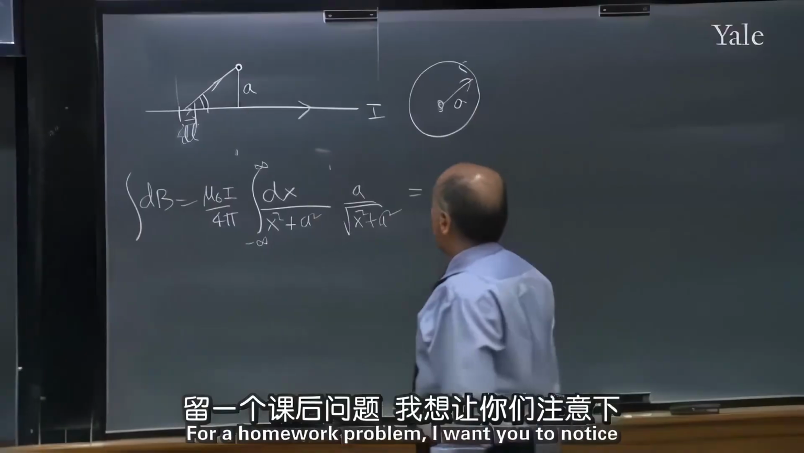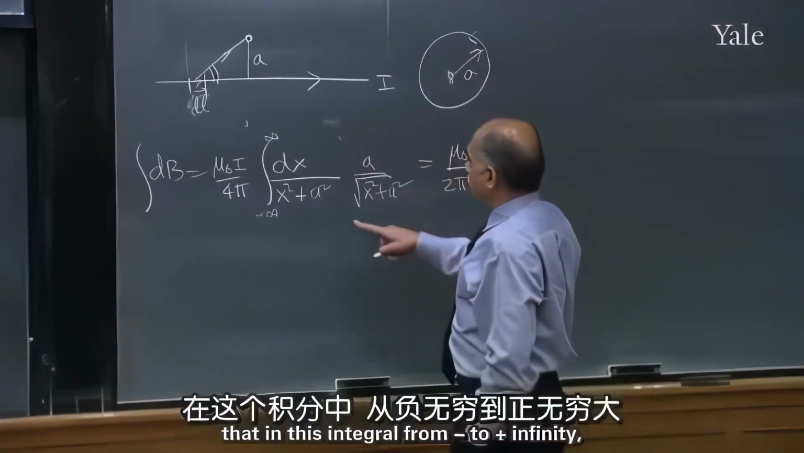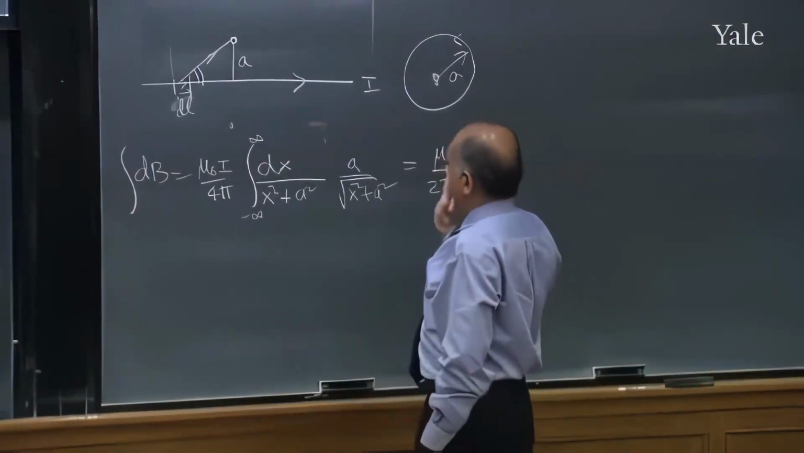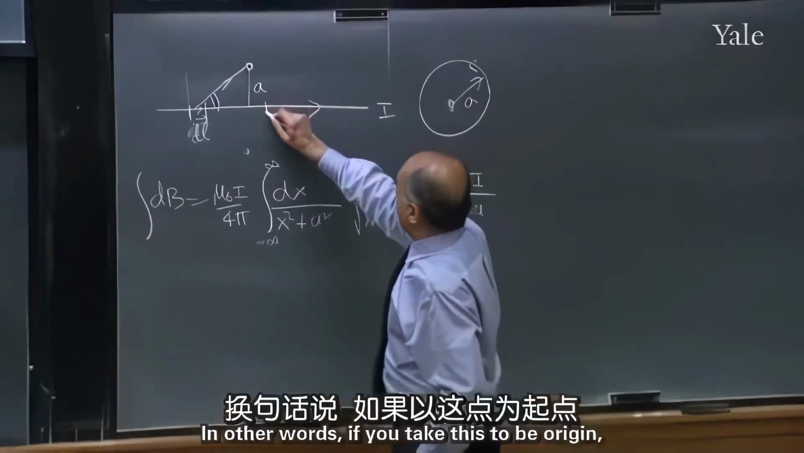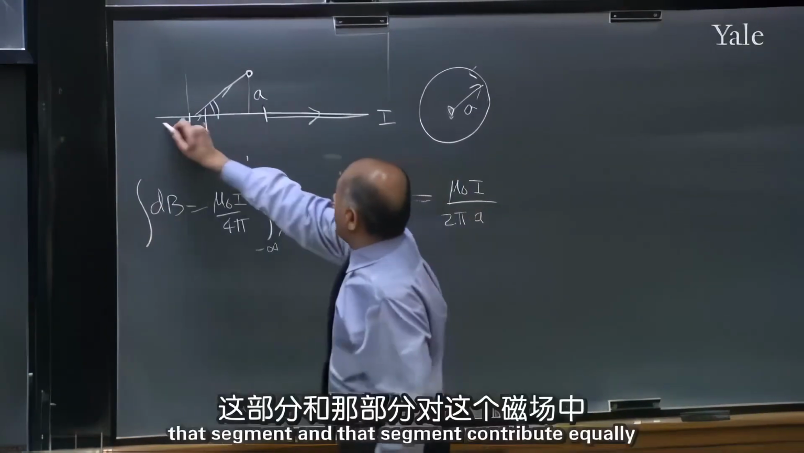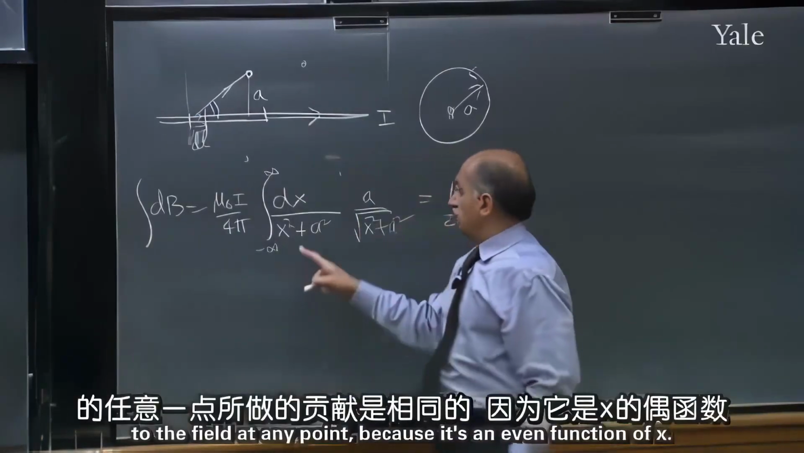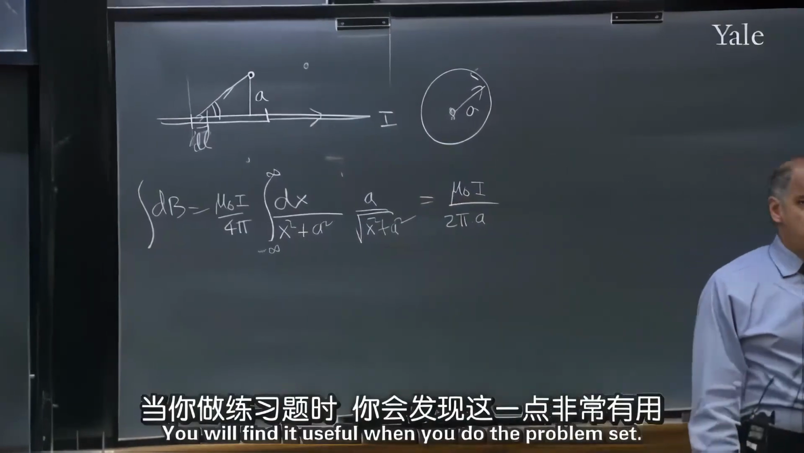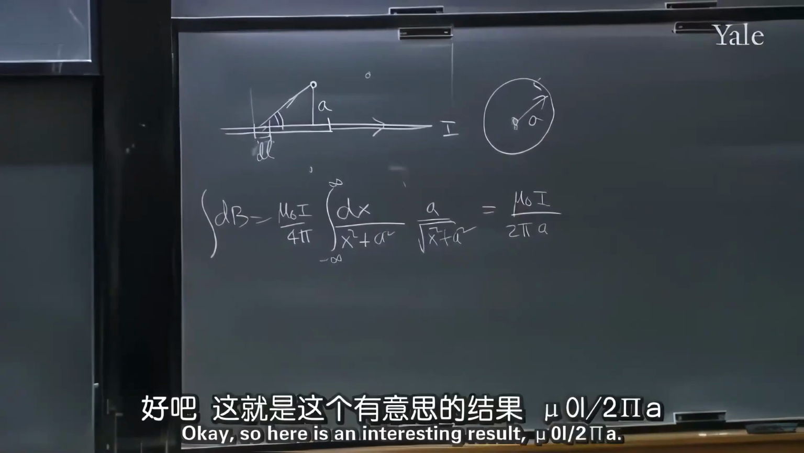For a homework problem, I want you to notice that in this integral from minus to plus infinity, the segment for the plus axis and the segment for the minus axis make equal contributions. In other words, if you take this to be the origin, that segment and that segment contribute equally to the field at any point because it's an even function of x. You will find it useful when you do the problem set. Okay, so here is an interesting result, mu 0 I over 2 pi a.